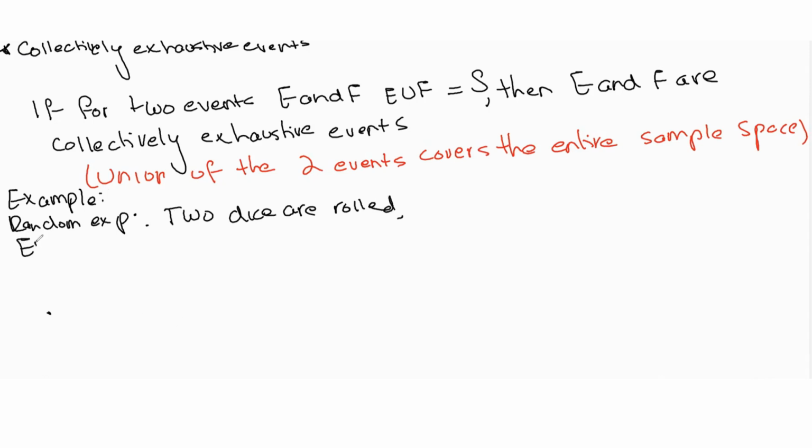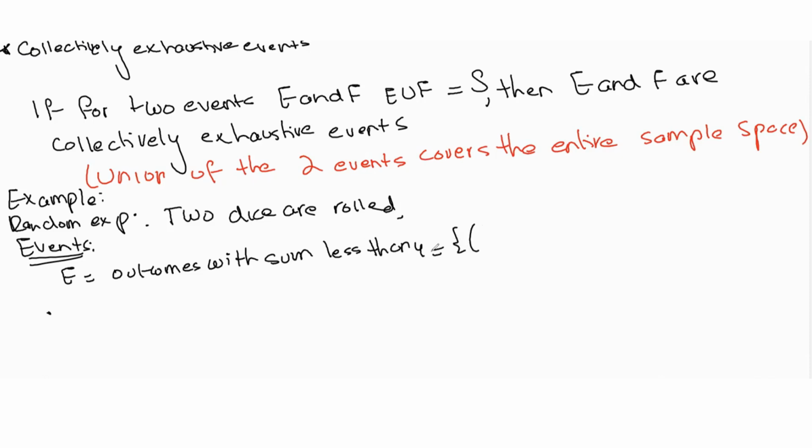Let's look at two events. Let's define two events here. E is going to be outcomes with sum less than 4. So E is that event which has all those outcomes with sum less than 4. This could include the first being 1 and the second being 1, the first 1 and the second 2, and then first 2 and second 1. So this is E.